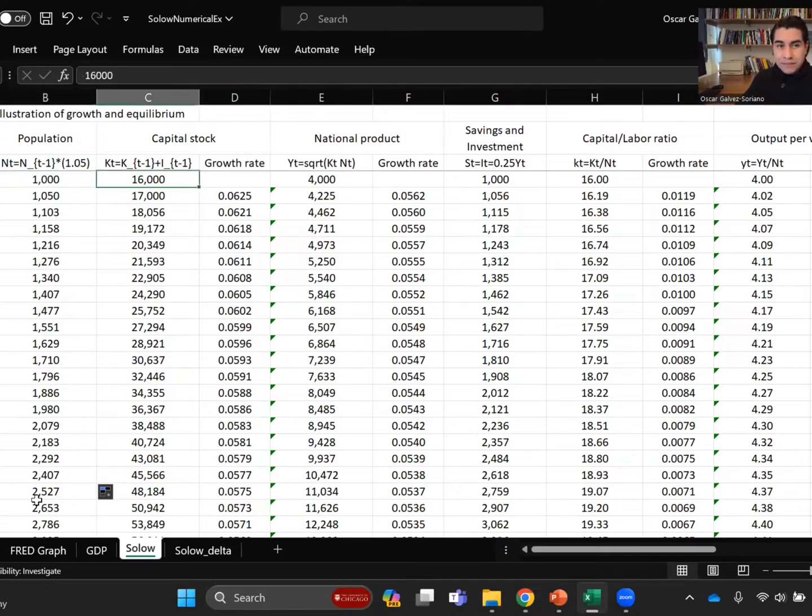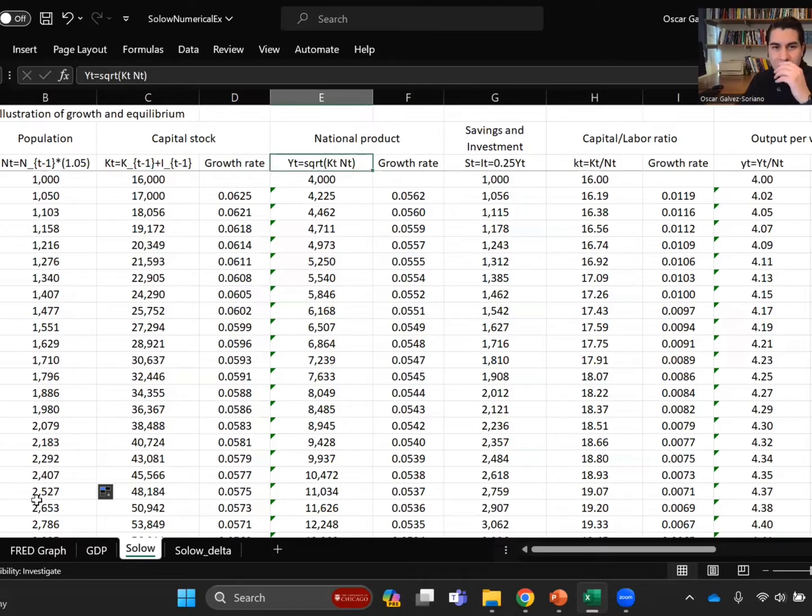This is easy peasy. For capital stock, well, let's assume that the initial capital stock is 16,000, and I'm going to explain the accumulation in a moment. Let me explain before that the national product. So we are going to determine GDP based on the following production function. We are going to assume that this economy produces using a Cobb-Douglas production function. And in particular, the exponents of this production function are alpha equal to 1/2, and clearly 1 minus alpha is going to be also 1/2.